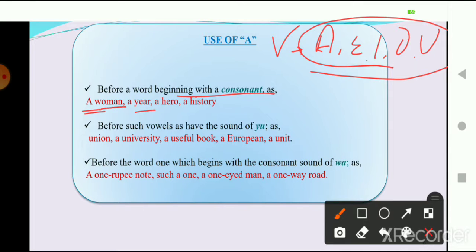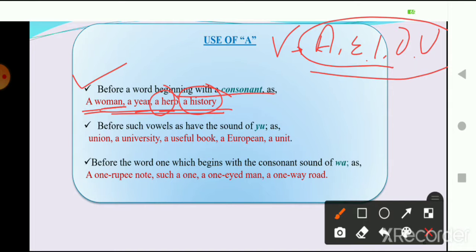Similarly, a year, a hero, a history. What is common here is that all the words are starting with a consonant. As they are starting with a consonant, we simply put the article a before these nouns. Understood? So this is the first use, the way we use the article a before the noun.